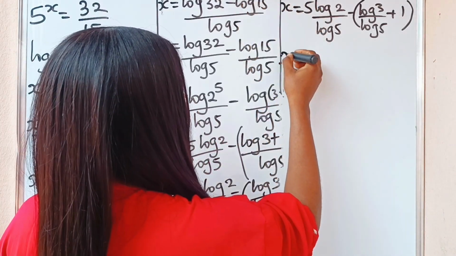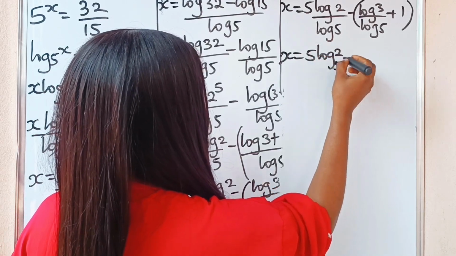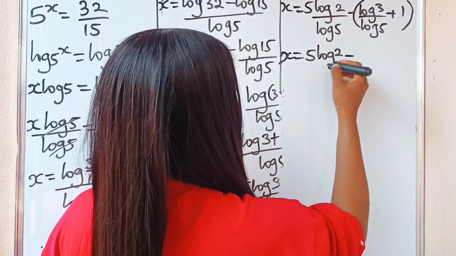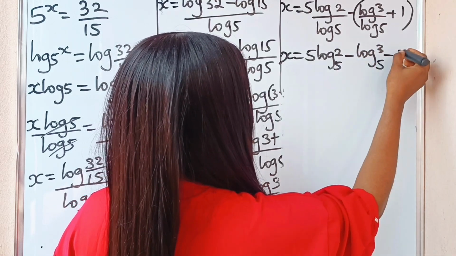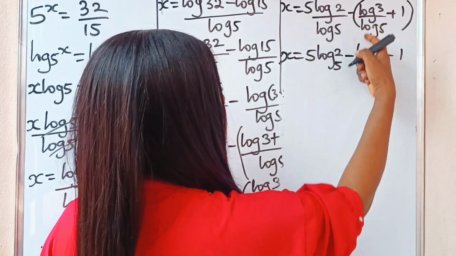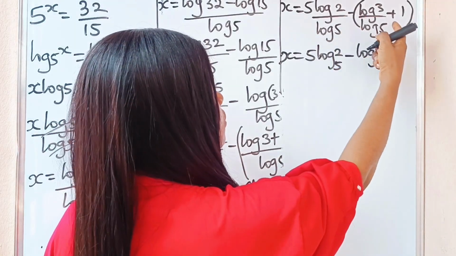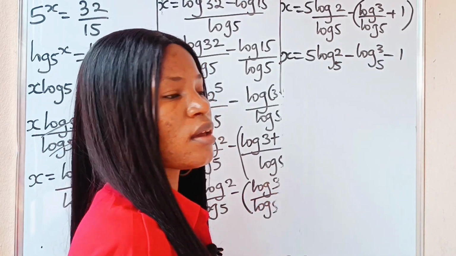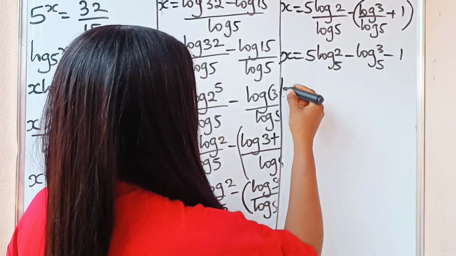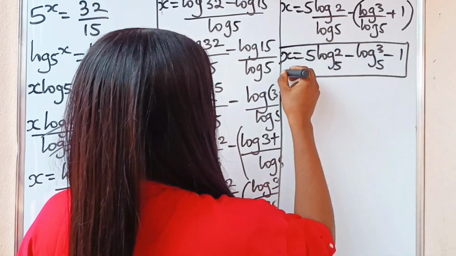All right, now x is equal to 5. So this is going to be log 2 base 5, all right, minus log 3 base 5 minus 1, because this minus will multiply this to give us minus log 3 base 5, and this minus will multiply plus 1 to give us minus 1. Okay, all right. So we have that x is equal to this. No need of repeating myself.